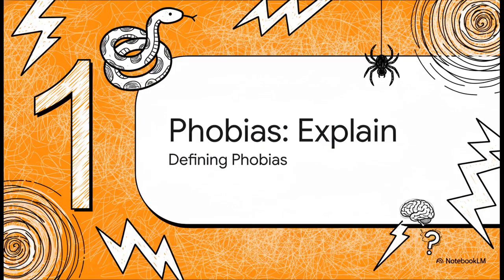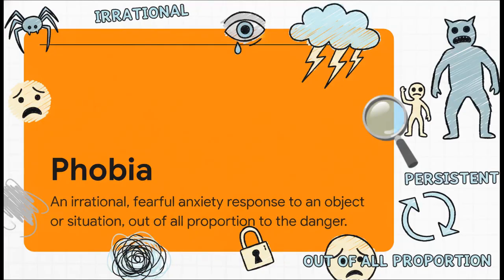Right, first up, phobias. You have to be super precise here for your exam. These next few slides are all about locking in those essential A01 description marks. That means being clear, being detailed, and being accurate. So this core definition is absolutely crucial. A phobia isn't just being scared of something. The keywords you've got to use are irrational, persistent, and out of all proportion.